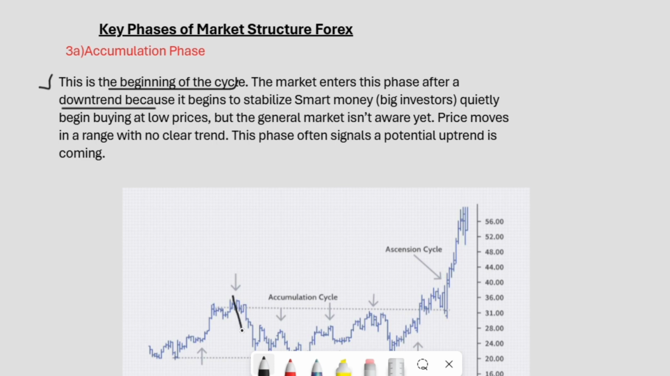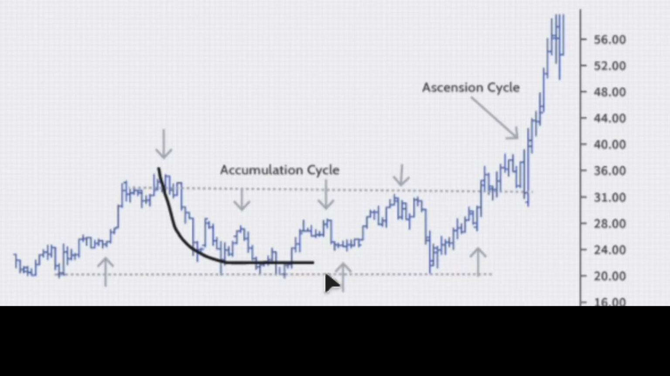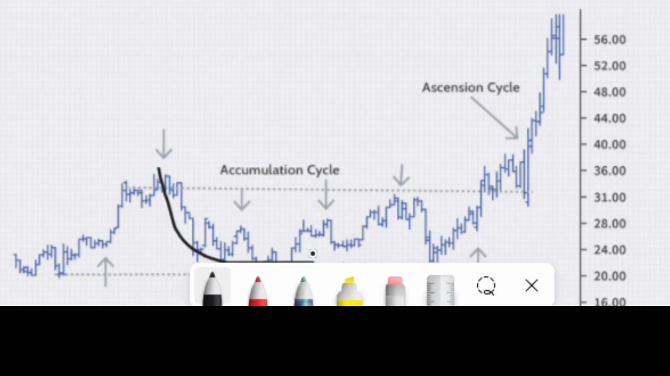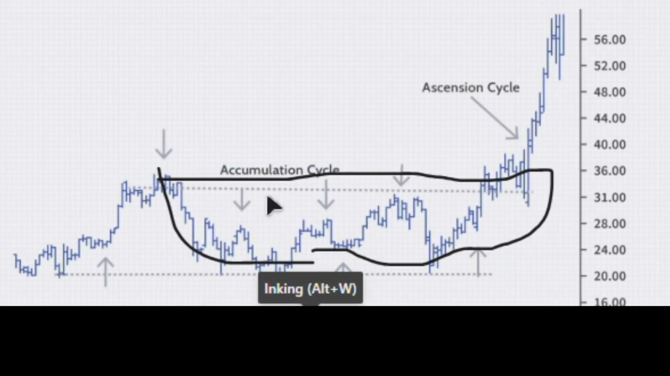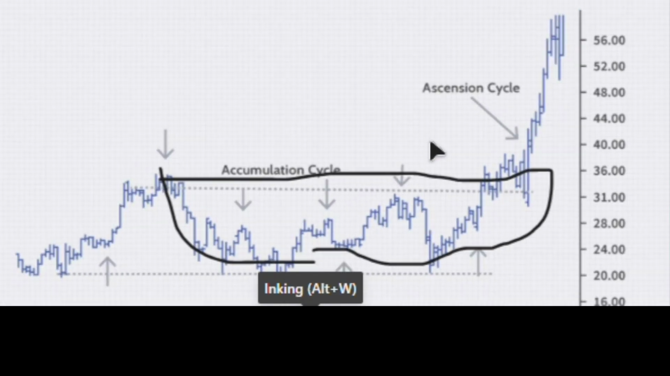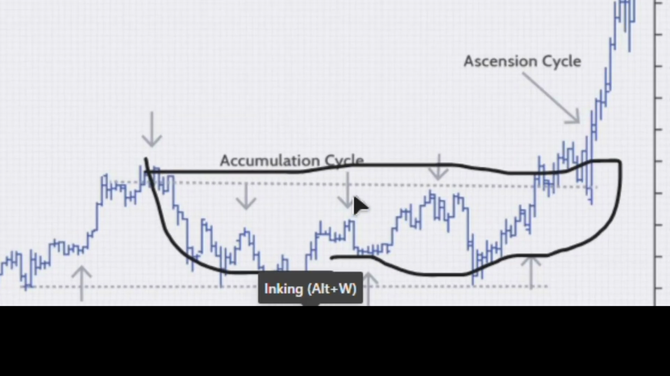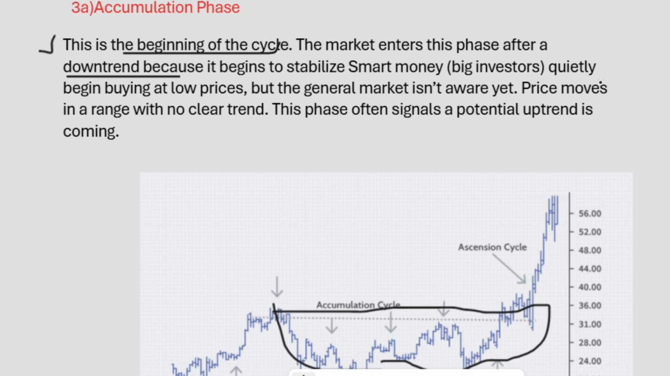At this phase around here, the smart money starts to put in their buying orders. They quietly begin buying at low prices, but the general market isn't aware yet. The small traders are not aware. The big buyers are putting in their orders at the accumulation cycle.